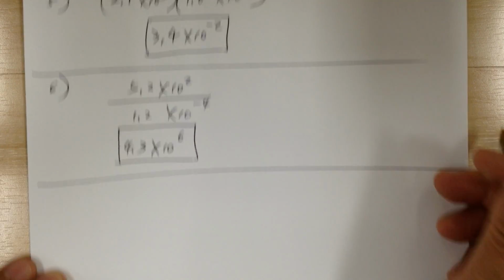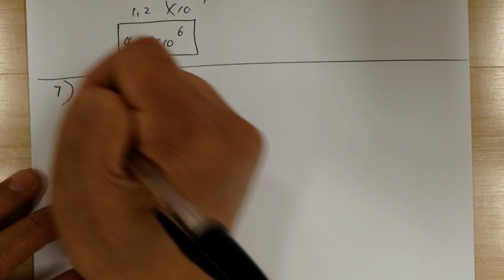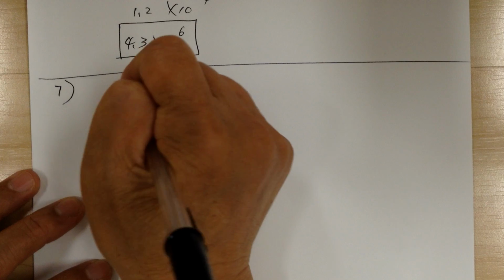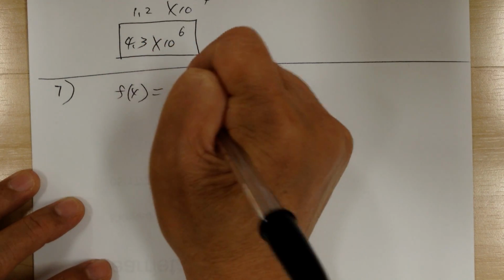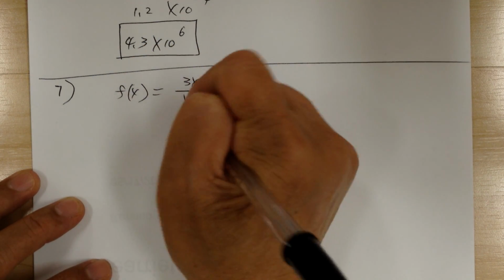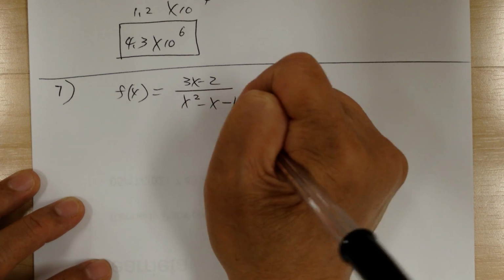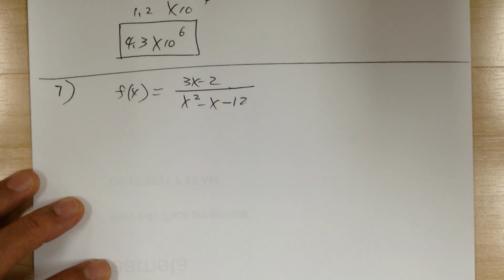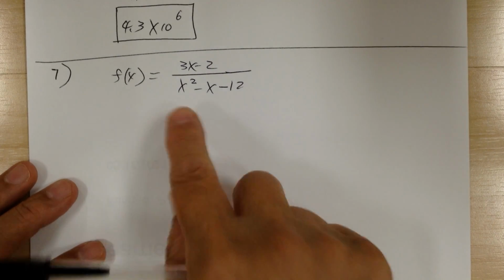Okay, number 7. So you have f of x is equal to 3x minus 2 over x squared minus x minus 12. Okay, when you're looking for domain and zeros, what you need to do is go and do the factoring.